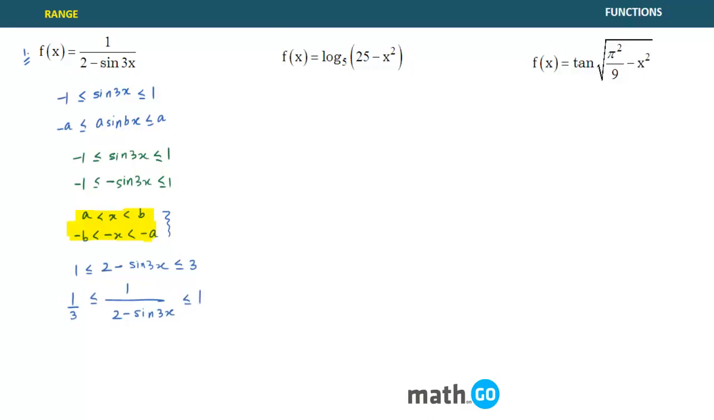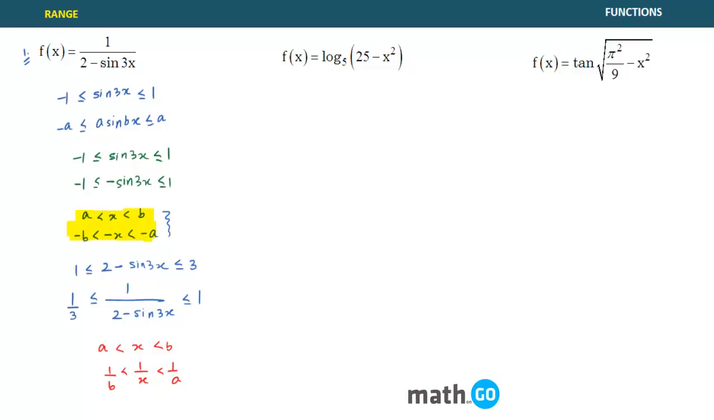So again, what I have done, again a formula. If x lies between a to b, then what will be the value of 1 by x? 1 by x will lie from 1 by b to 1 by a. Take the reciprocal, put it here, take the reciprocal, put it here. So that is why 3 comes here and 1 goes here. So the range of this particular problem is from 1 by 3 to 1 only. Got it?